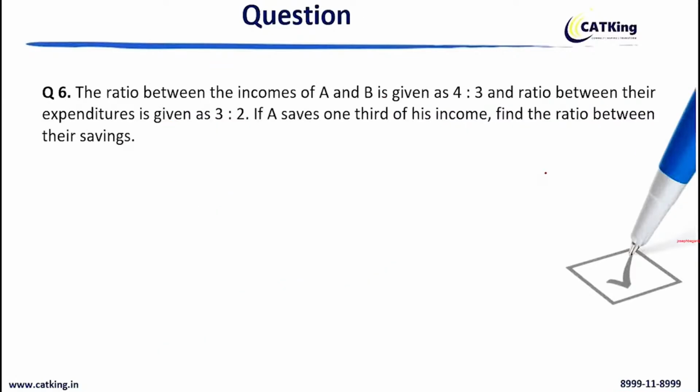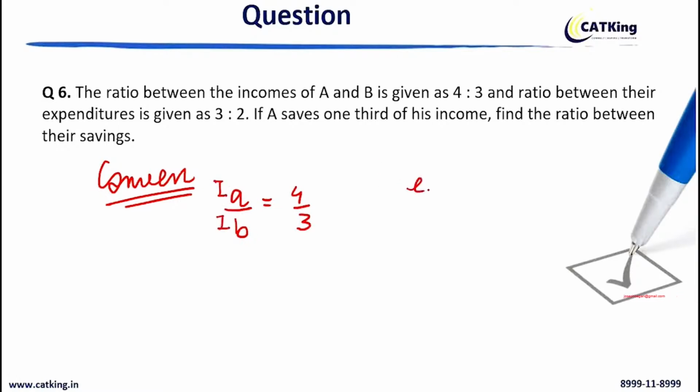Yeah, here it is. Try this question out. So again, we'll see this question by two approaches. One is the conventional approach, other is the unconventional approach. So let's first have a look at the conventional approach. The ratio of A is to B is given as what? 4:3, right? Which is the income of A, income of B. Expenditure of A and expenditure of B is given as 3:2, correct?